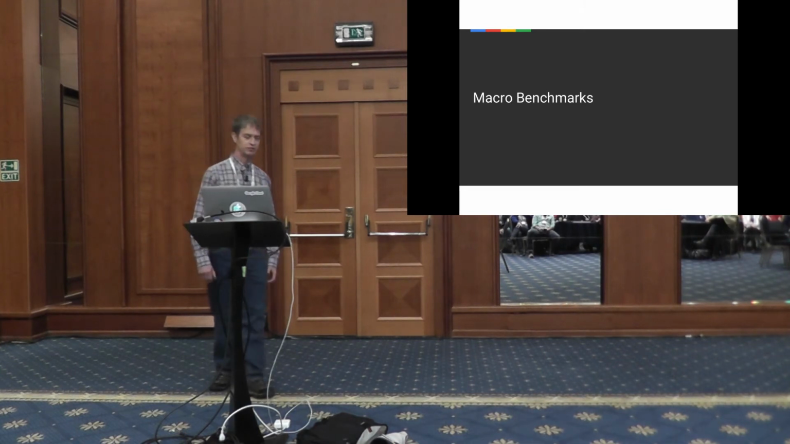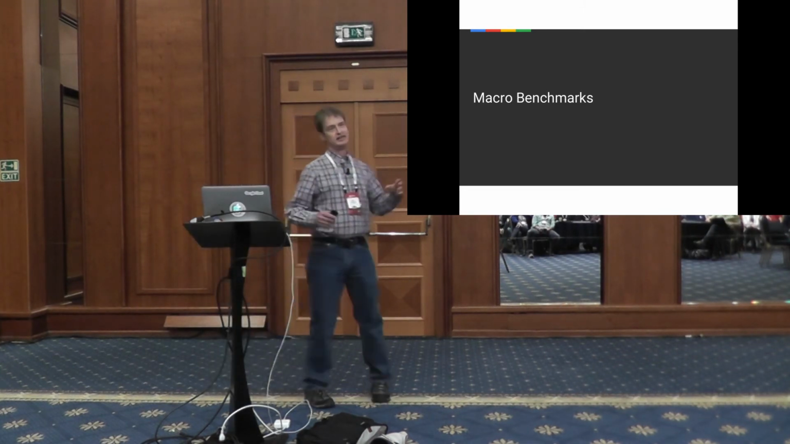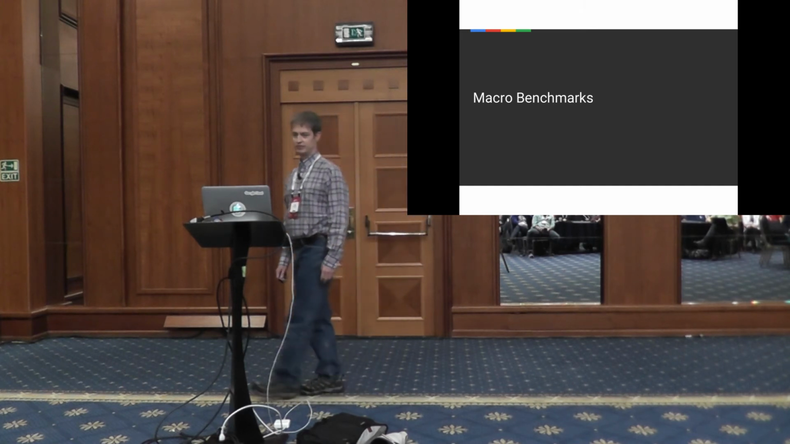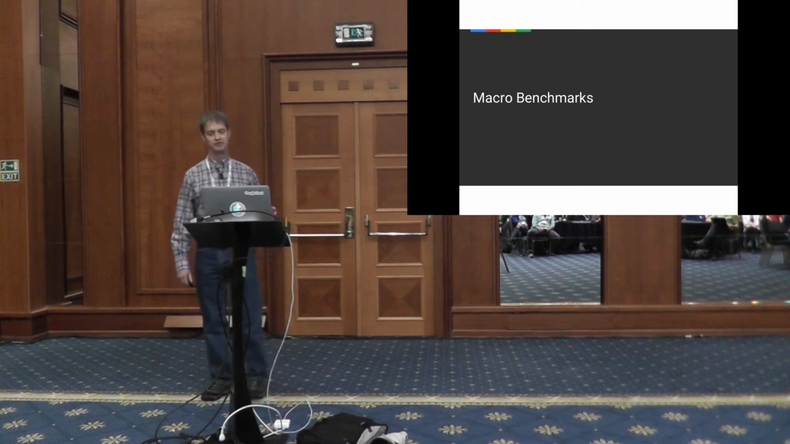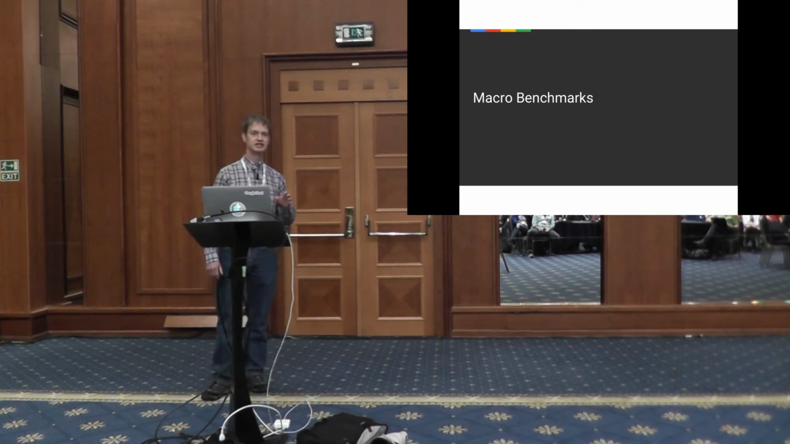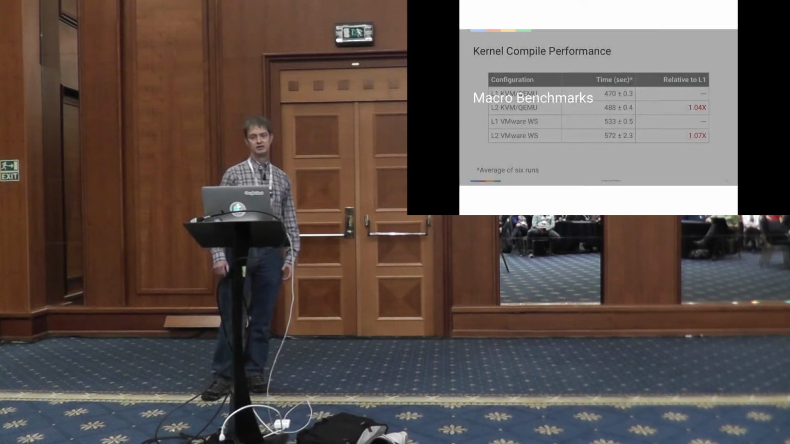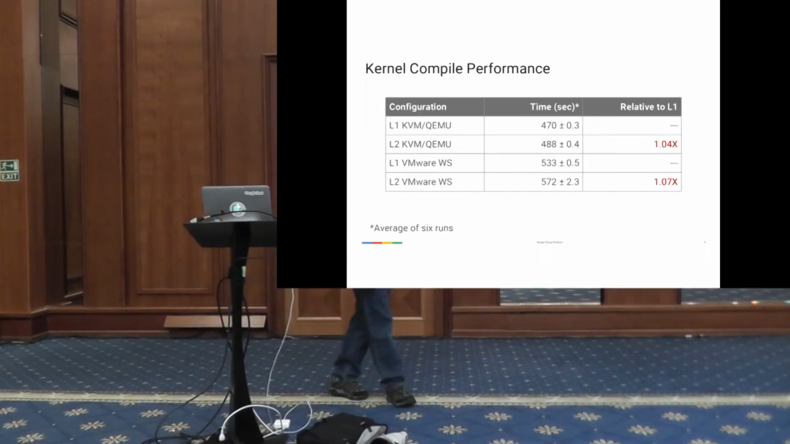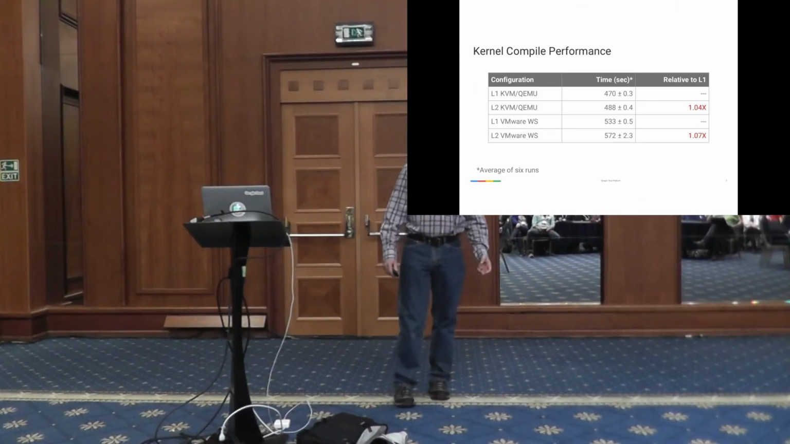So I did a few macro benchmarks as well. I didn't do any real industry standard benchmarks, but I tried to pick a few different interesting cases that would exercise different subsystems. So the first one I did was Kernel Compile. And this was done with the same setup as CPUID.